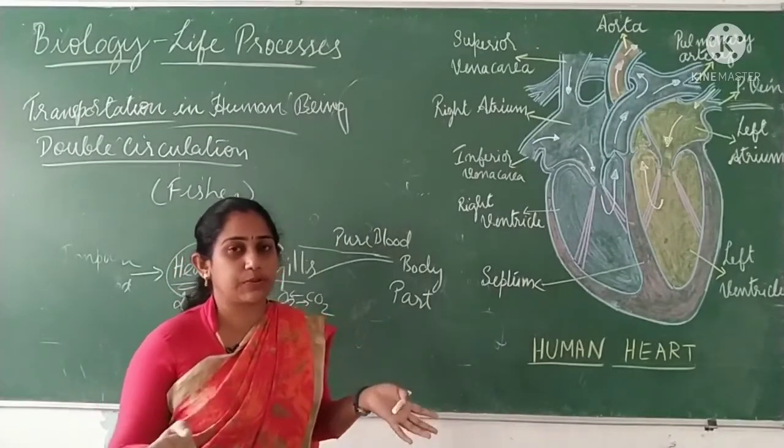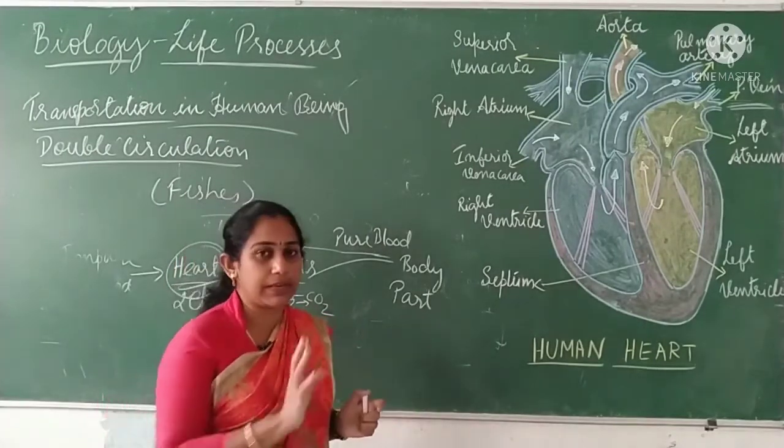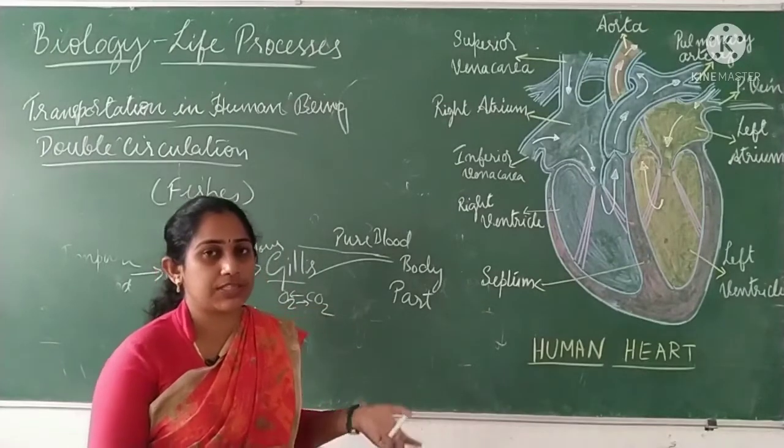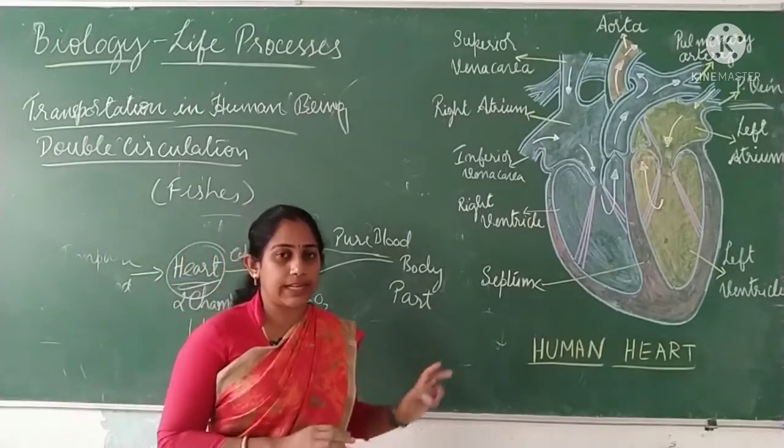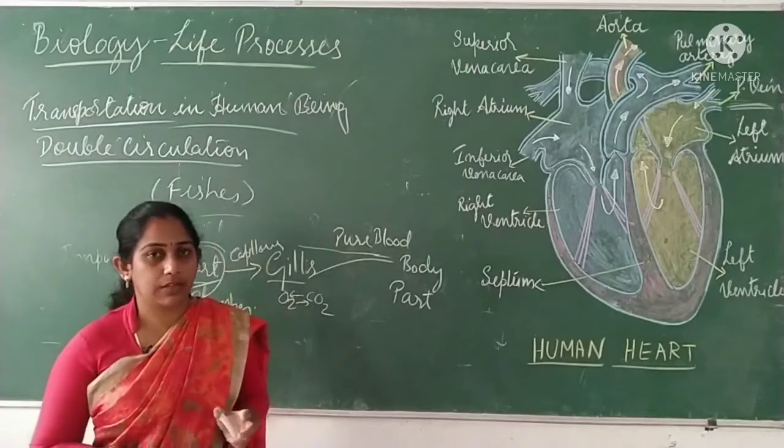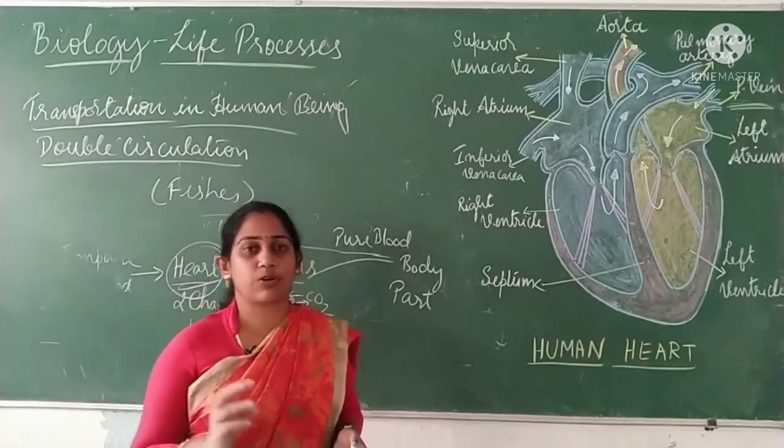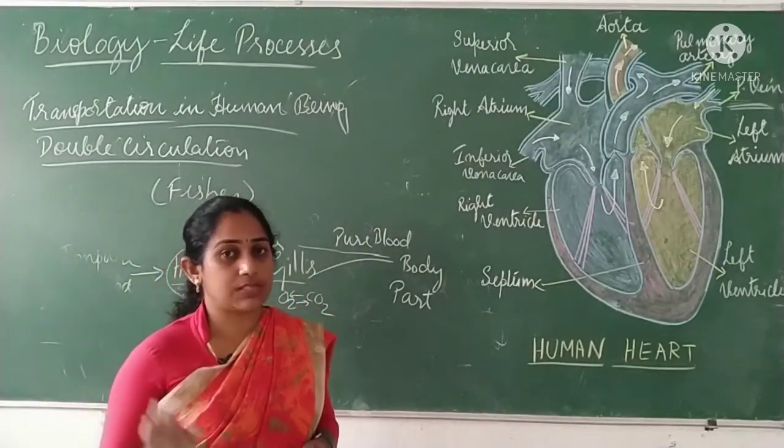Because the ventricle has not been completely separated, there will be a mixing up of deoxygenated and oxygenated blood. So we call it a 3-chambered heart. So even amphibians are not getting an efficient oxygen supply.